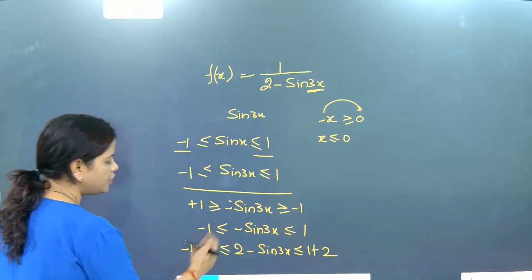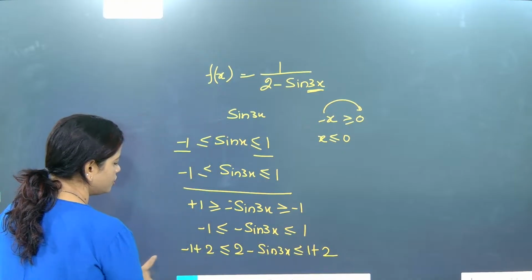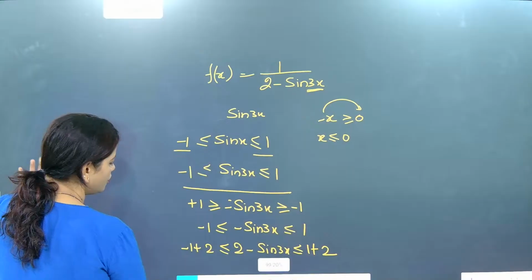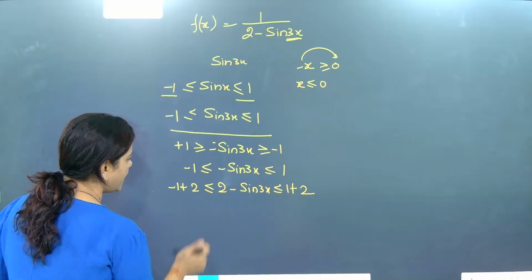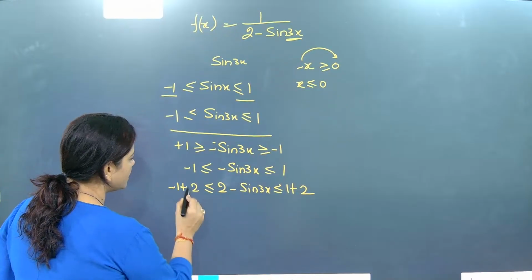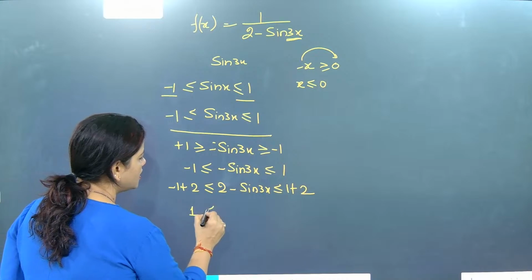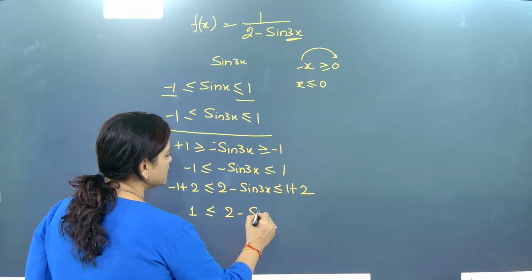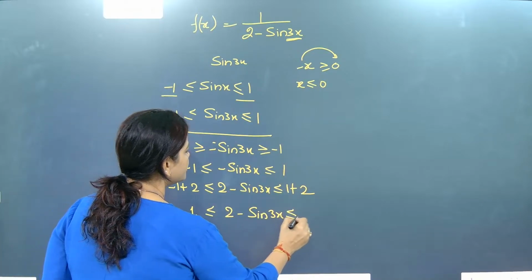Okay, so I applied 2 on both sides. After application of 2 on both sides, what is there? It will become, beta, 2 minus 1, which becomes 1. It is coming as 2 minus sine 3x, and here it is coming as 3.